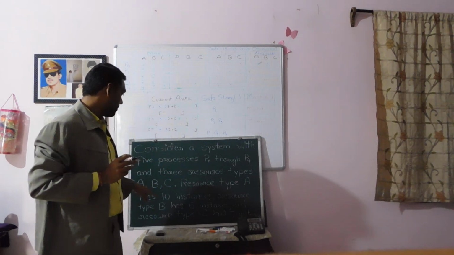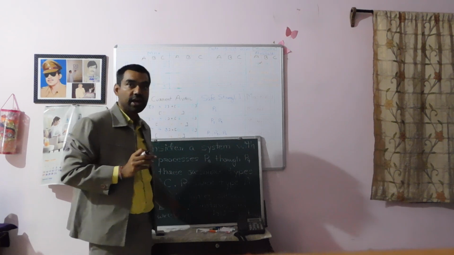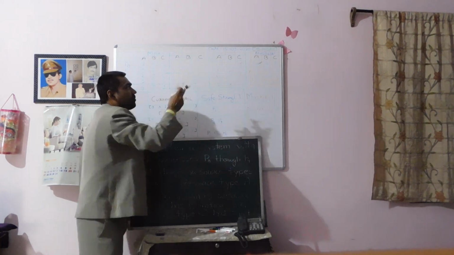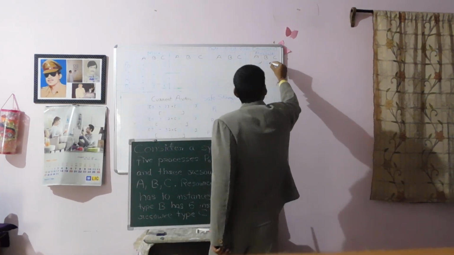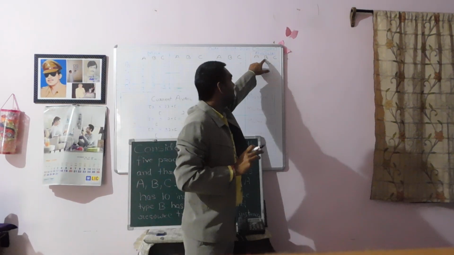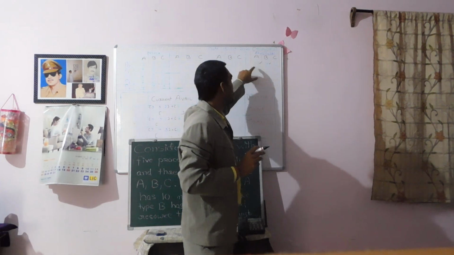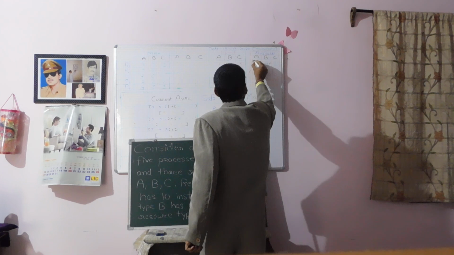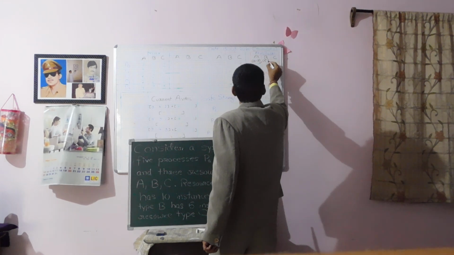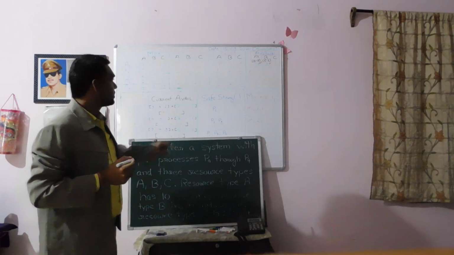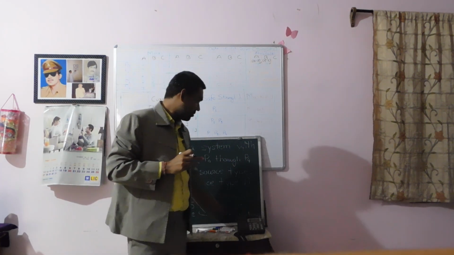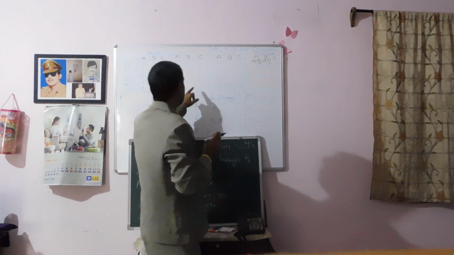Likewise, the instances of B available are 5. What is allocated? 1 plus 1, 2. So 5 minus 2 gives us 3. So the number of instances of B available is 3. The number of instances of A available is 10 minus 7. For C, 2 plus 1 plus 2 is 5, and 7 are there. So 7 minus 5 gives us 2.